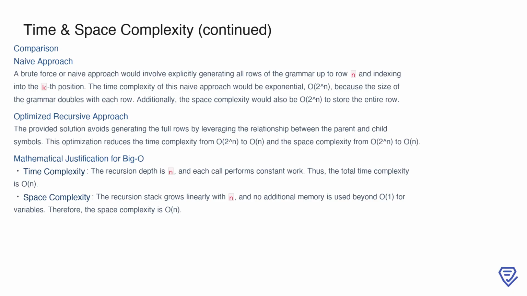Similarly, the space complexity is reduced from O(2^n) to O(n), as we only used the recursion stack and a few auxiliary variables. This improvement is supported by the mathematical justification that the recursion depth is n, each call does constant work, and no additional memory is required beyond what's needed for the stack.